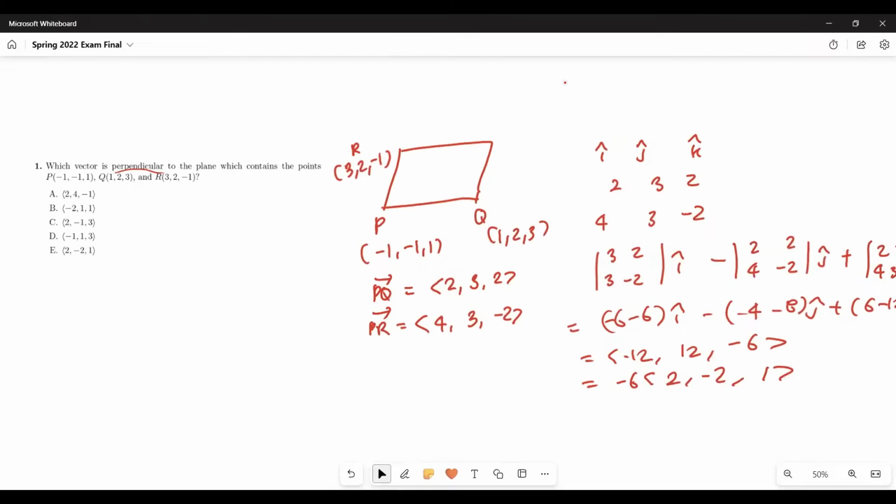So this is similar, it's basically a scalar multiple of (2, -2, 1). Which means answer choice E is going to be our answer, because it's asking for the vector perpendicular to the plane, and we found (-12, 12, -6), which is just parallel to (2, -2, 1). So there we go. The answer is E.